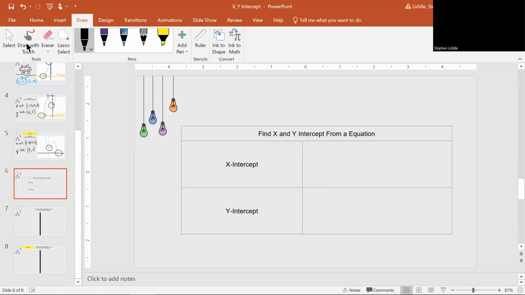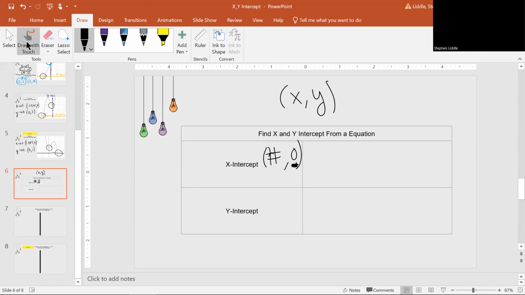Lastly, we are going to find x and y intercepts from an equation. Sometimes you're just given an equation and not a picture of the graph. When we are trying to find our x-intercepts, remember it follows this format where we are going to have some number, comma, 0 as our answer, with our point being x, comma, y. We know that y is always going to be 0.